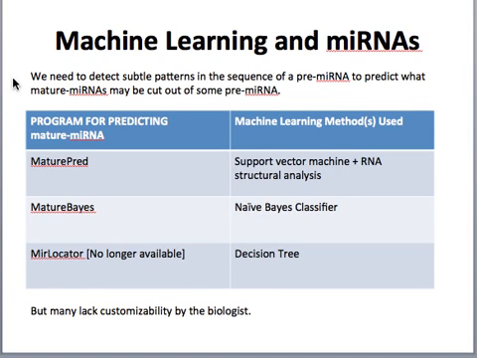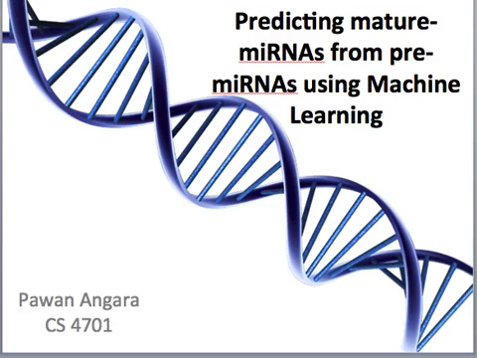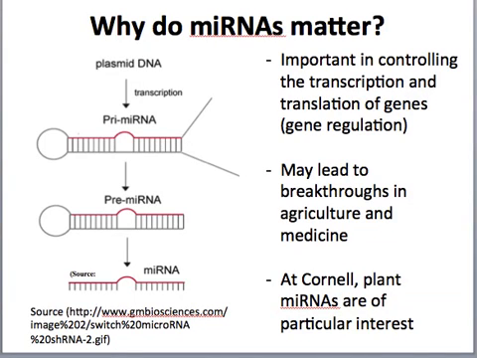So my project is predicting mature microRNAs from pre-microRNAs using machine learning, and my name is Pavan Angara, so let's get into it. MicroRNA is a tiny little piece of RNA that can be used for gene regulation in the body. It figures out what kind of proteins we're showing, what kind of proteins we're not, and a lot of other things.